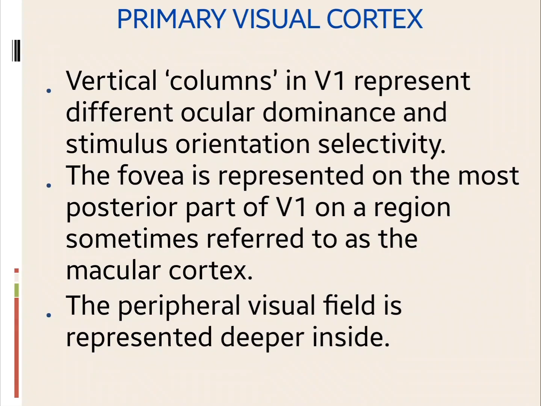Vertical columns in V1 represent different ocular dominance and stimulus orientation selectivity. The fovea is represented on the most posterior part of V1, in a region sometimes referred to as the macular cortex. The peripheral visual field is represented deep inside.